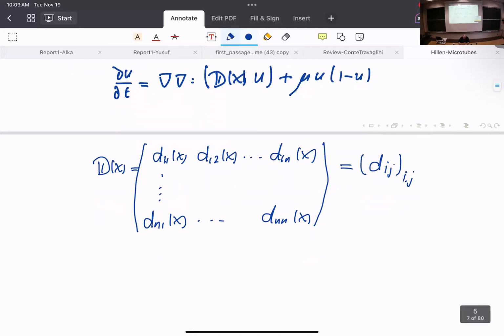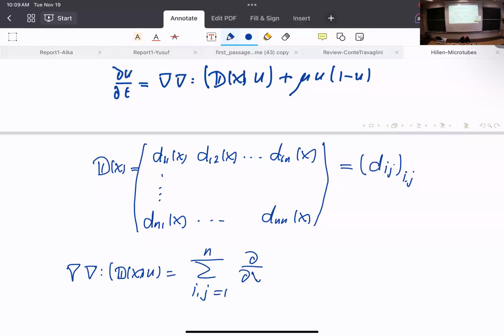And now the second derivative is all second derivative combinations you can possibly make. So nabla colon D of x u is then the sum over all i and j from 1 to n of d by dxi, d by dxj, and then Dij of x u. And that's it. Okay. Right, so you build all possible second derivatives you can with the coefficients Dij of x. Special case.